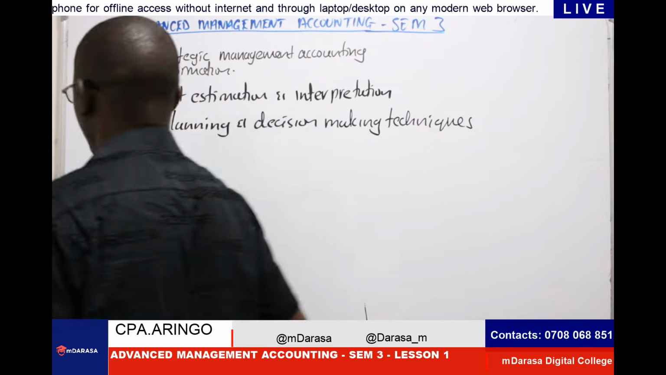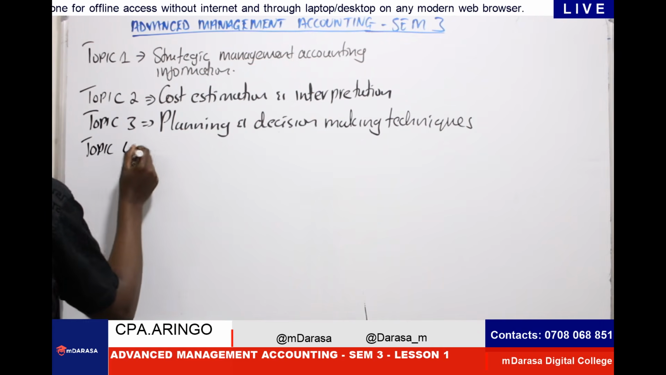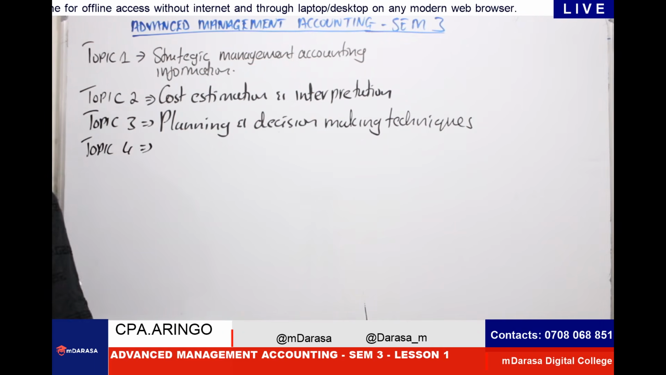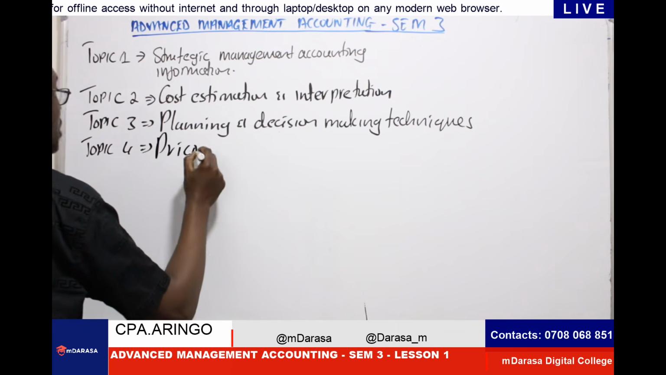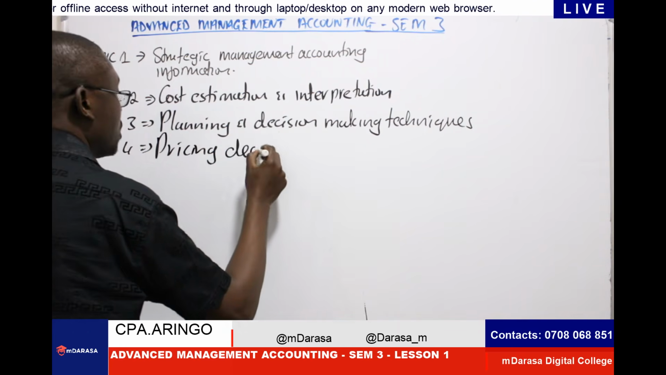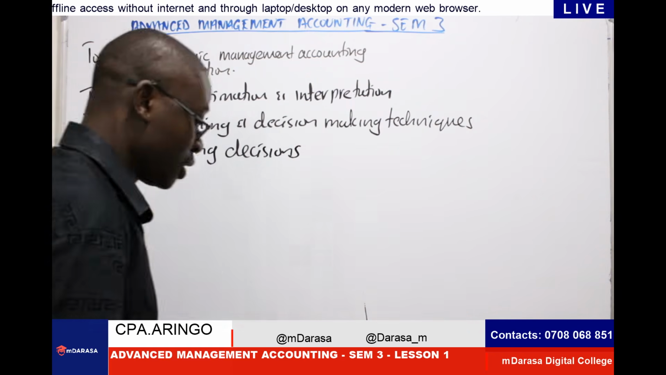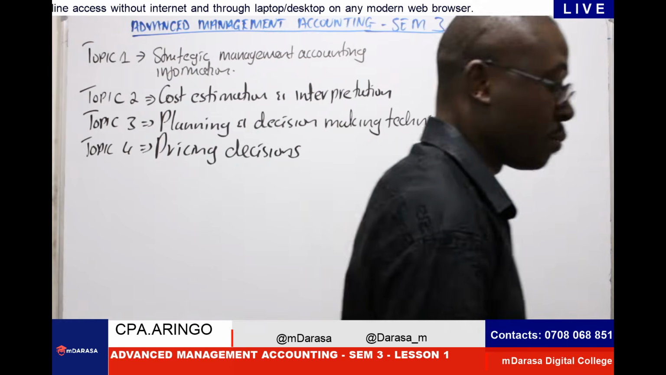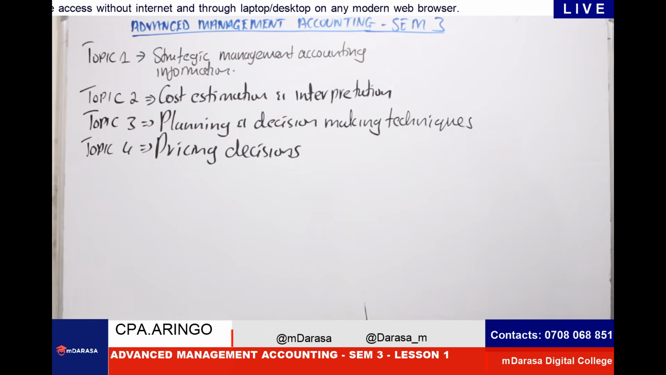So this should take us to topic number 4. And in topic number 4, what we are required to understand is the aspect to do with pricing decisions. So when you're looking at pricing decisions, we just want to establish how are we supposed to do it? How are we supposed to set the prices of our commodities?